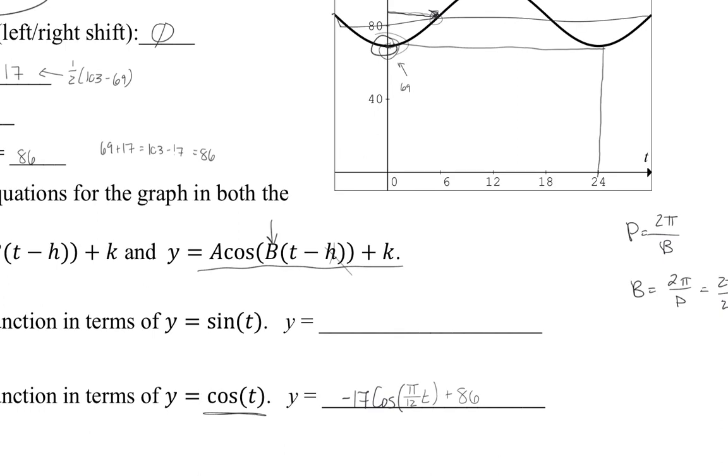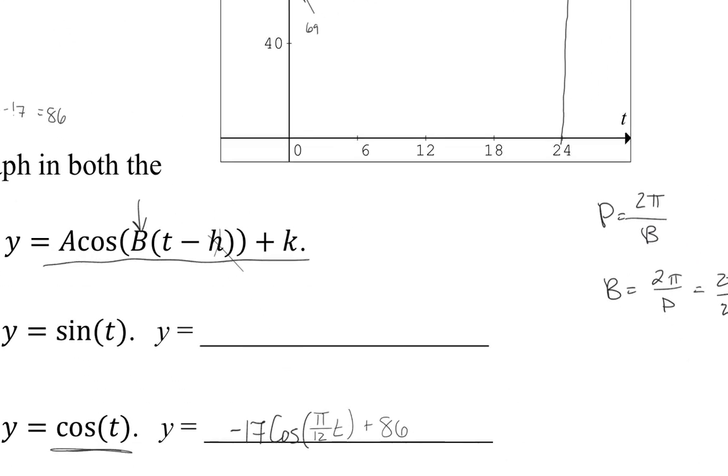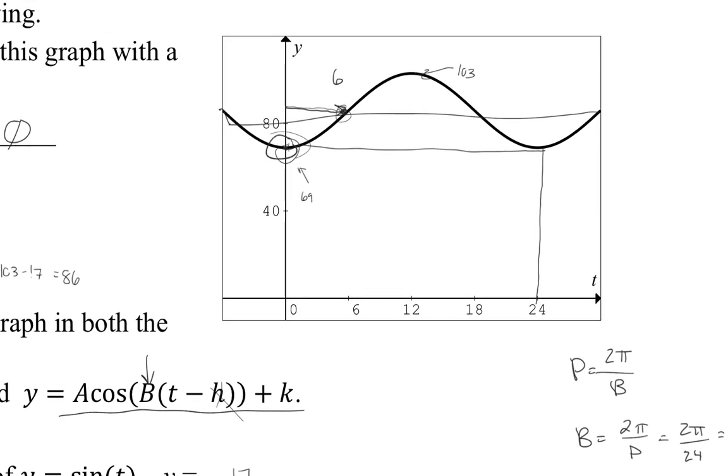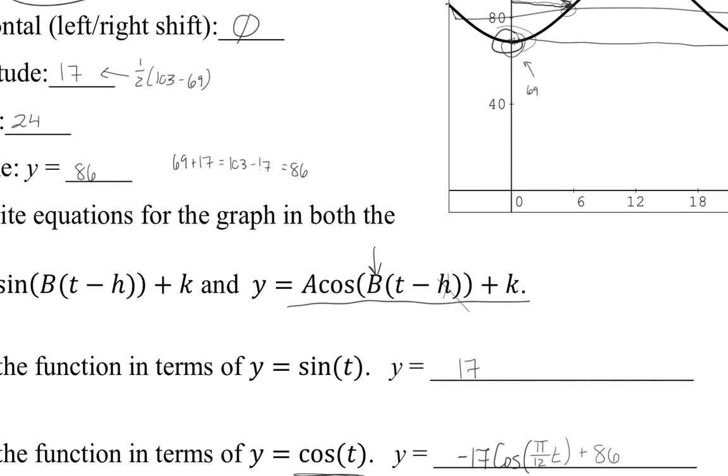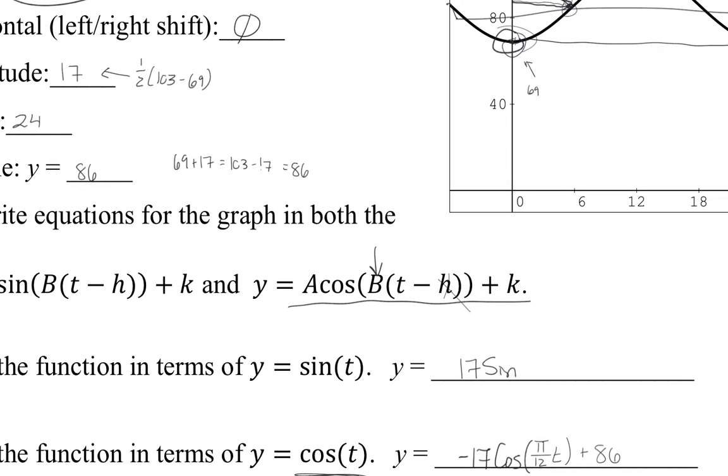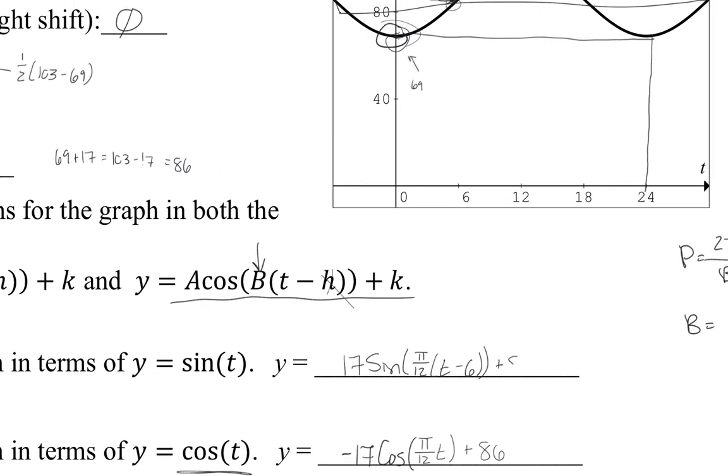So almost everything is going to be the same, except we can use 17 as A this time because sine is rising here, just like it would be if we just had sine of x, which starts here, rising through the 0. So we're good to use 17 as our A. We have sine of pi over 12, t minus 6, again, just because that's our horizontal shift. And then it's going up 86. So that is going to be our k.